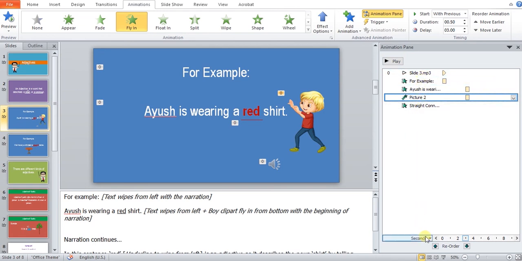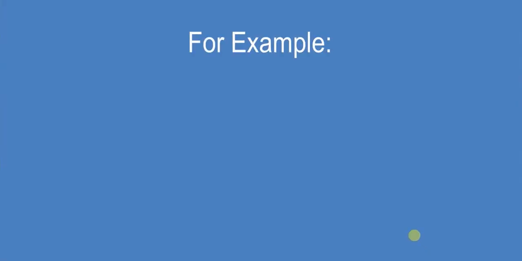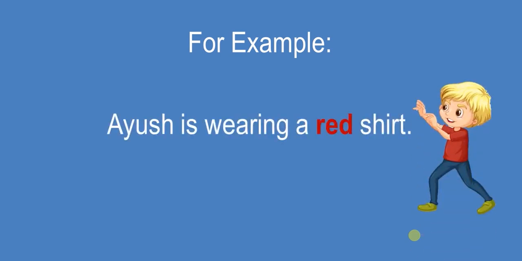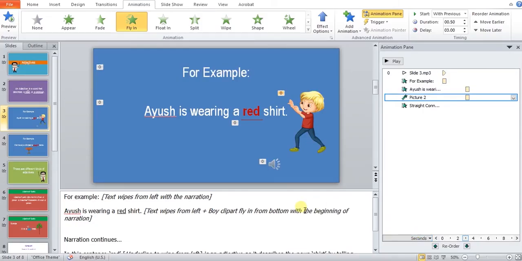Right? When we now play it, for example, "Ayush is wearing a red shirt," now the boy is coming with the sentence. "In this sentence, red is an adjective." All right. So that is how we play with the arrangement and organize it and sync with the audio using the animation pane. So whenever you want some things or some animations to happen, you need to play with the delay time, you need to play with the triggering options, and you need to arrange the animation so that it is according to what we want.